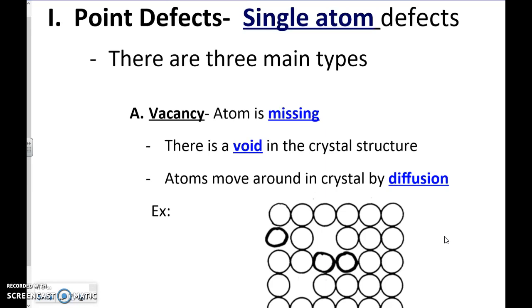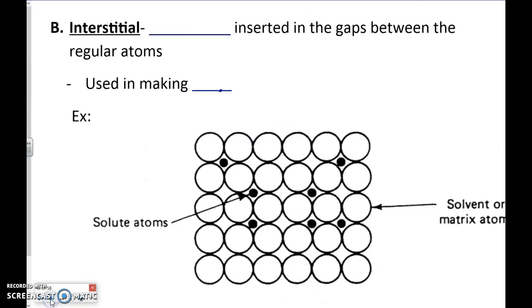But go ahead and draw a little quick picture of what is on here. So you have your ordered structure, circles, your atoms all lined up, and then you have these two spots missing there. I don't have any specific examples, but that is your example. It can happen in any crystal. So that's vacancy. The next one is interstitial.